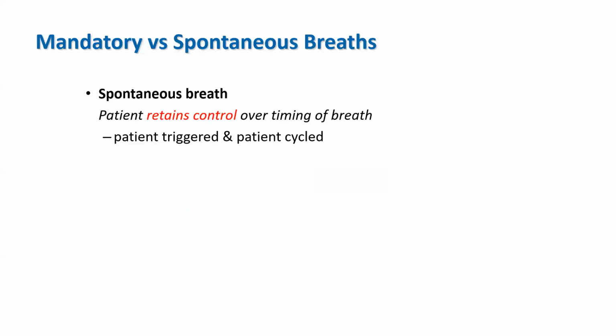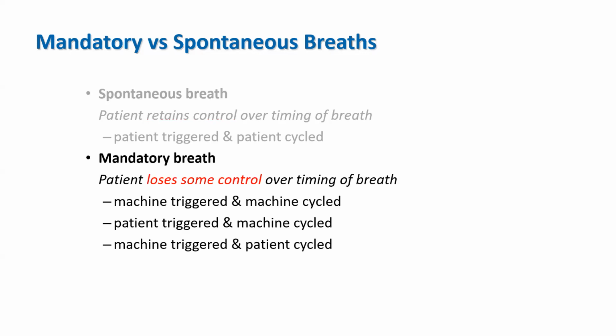We begin with the key definitions of spontaneous and mandatory breaths. Note that these definitions are not what ventilator manufacturers would have you believe. A spontaneous breath is defined as one for which inspiration is both triggered and cycled by the patient, thereby retaining control over the timing of the breath. In contrast, a mandatory breath is one for which inspiration is either triggered or cycled, or both, by the machine. And there are 3 different ways that this can happen. Because the machine is getting involved in triggering and cycling, the patient loses some control over the timing.